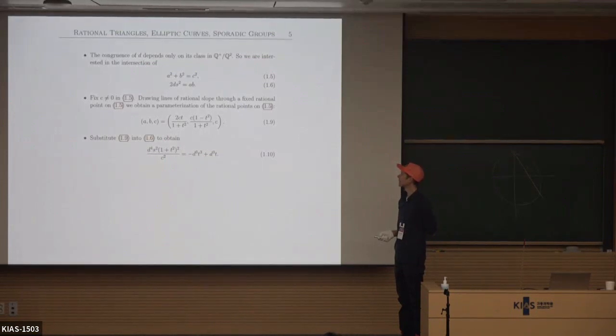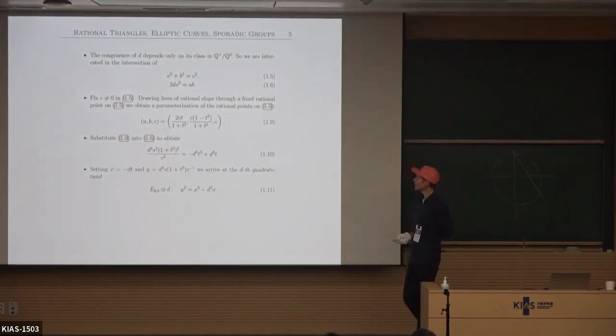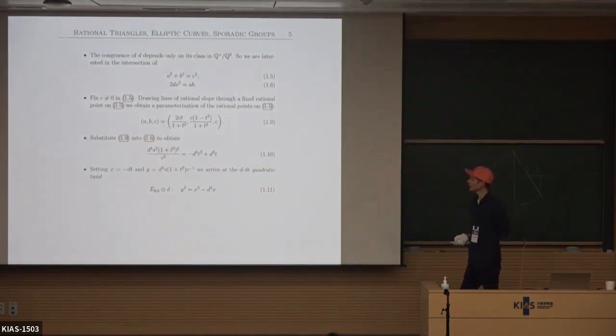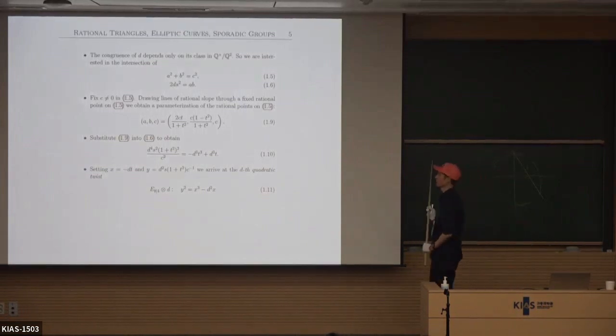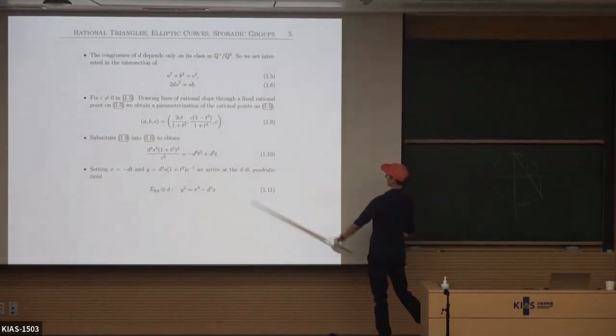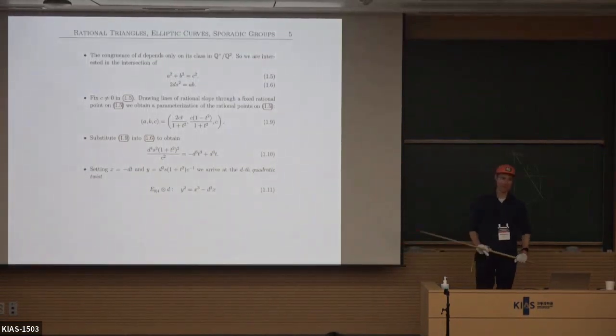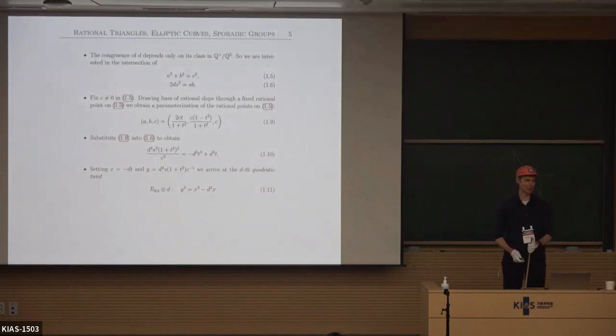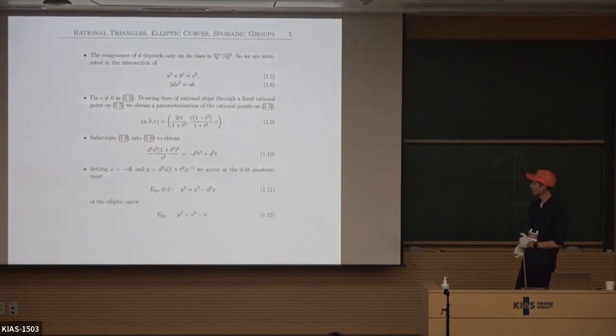So now we'll make a substitution. We'll take y to be the square root of the left-hand side and take x to be minus t times t. And we get this equation right here, which is cool because that's the equation of an elliptic curve. So this is a so-called d-th quadratic twist of this elliptic curve.